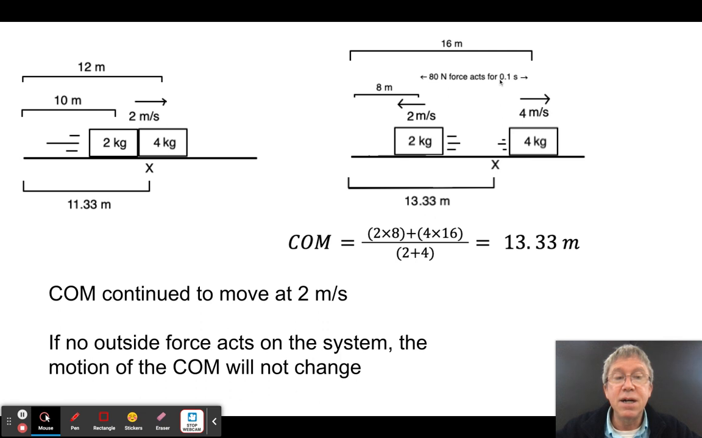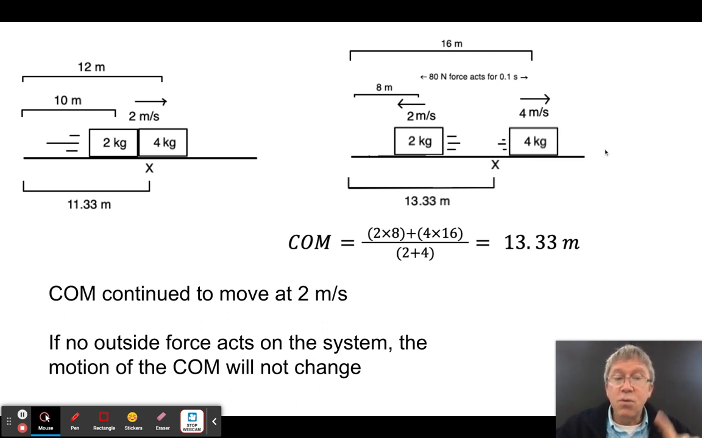So at this moment, bang, that 80 Newton force acts for 0.1 seconds. So it's going to make 8 units of momentum change in the negative direction for this object here. This one was going 2 times 2 forward. So now it's 2 times 2 backwards. That's a change of 8. This one was 4 times 2 forward. Now it's 4 times 4 forward. That's a change of 8 in the right direction. Okay.